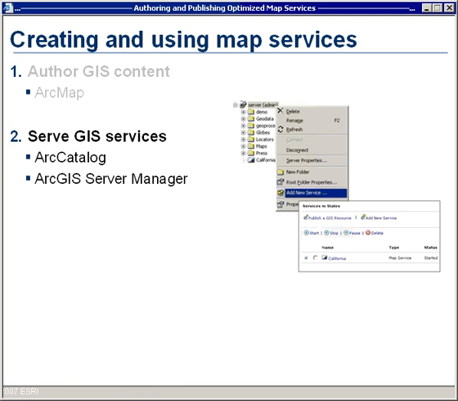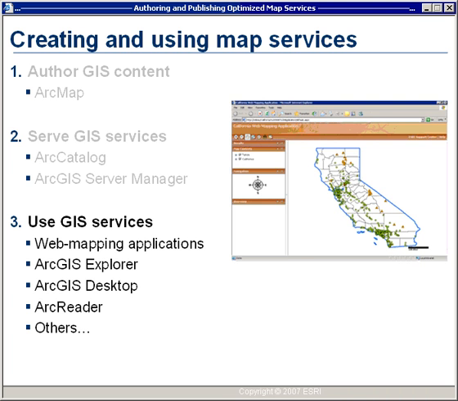Next, we want to serve this information out as a map service. This can be accomplished through either ArcCatalog or ArcGIS Server Manager. Finally, we want to use or view that newly created map service. We can do this through many different client applications, including a web application, ArcGIS Explorer, ArcGIS Desktop, ArcReader, and many, many more.